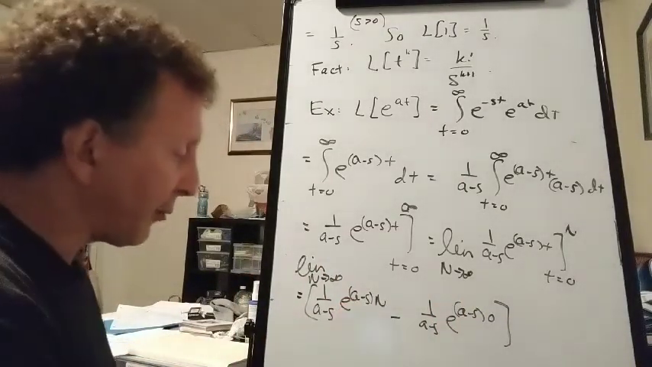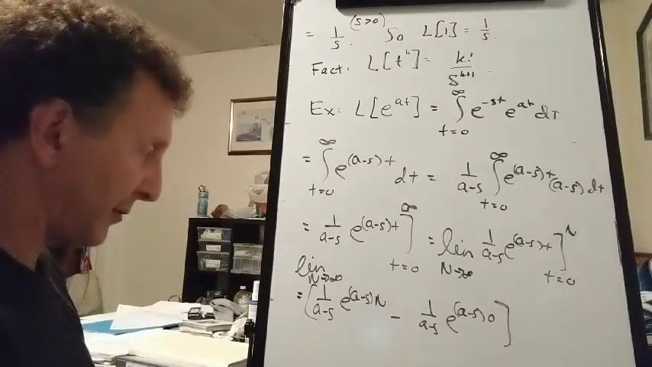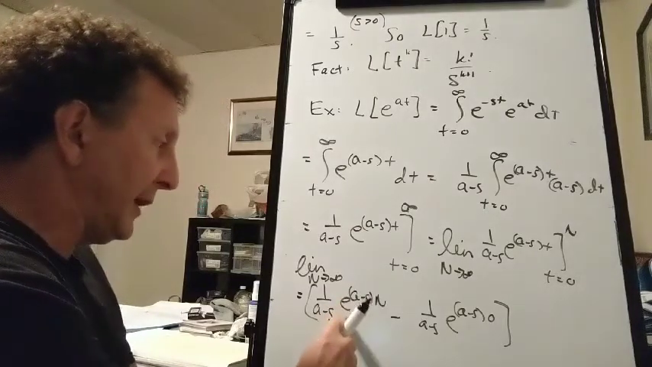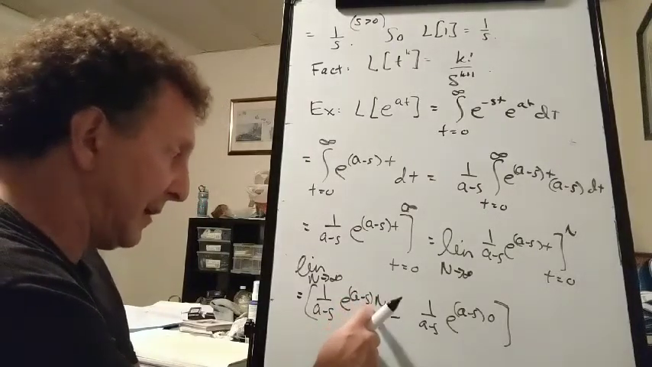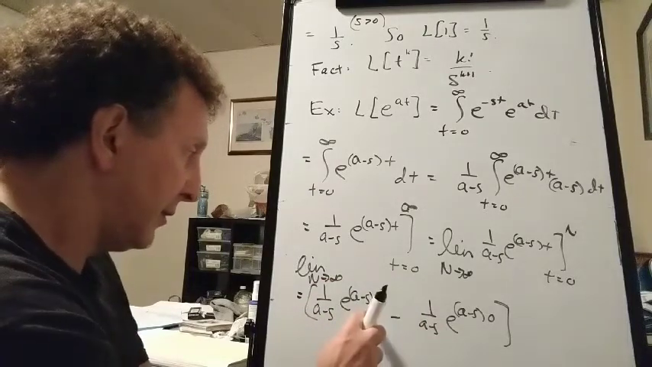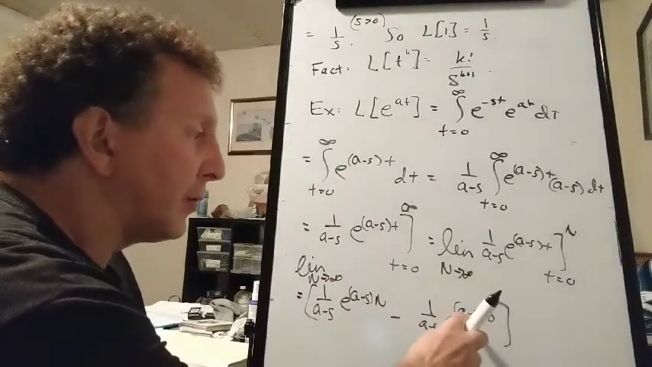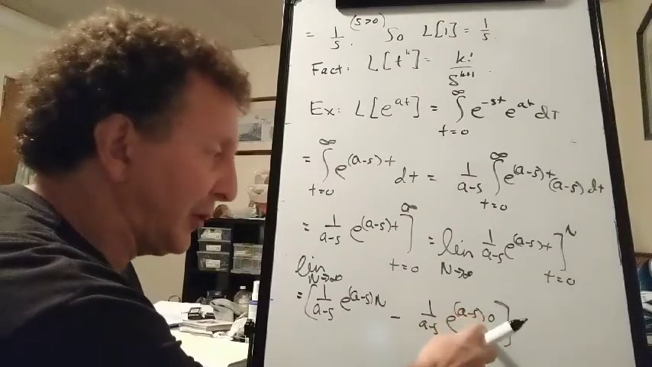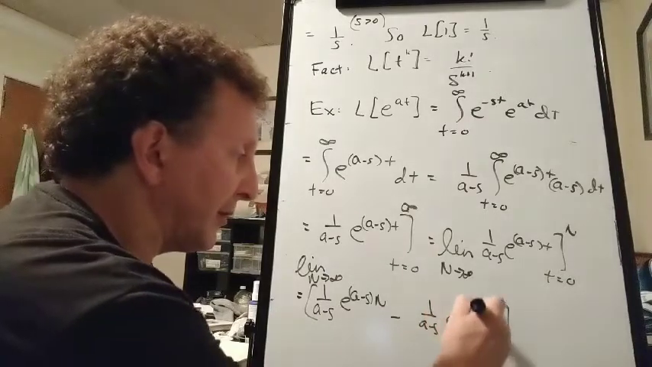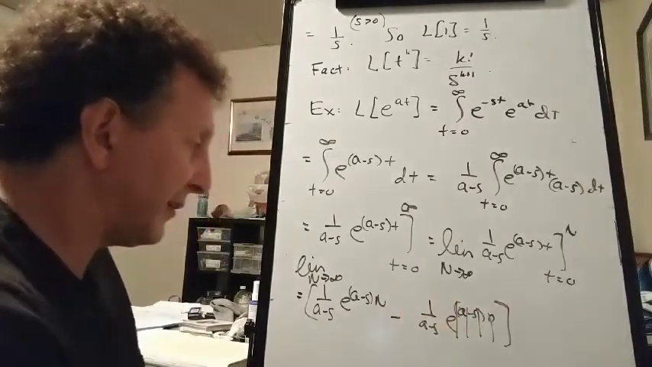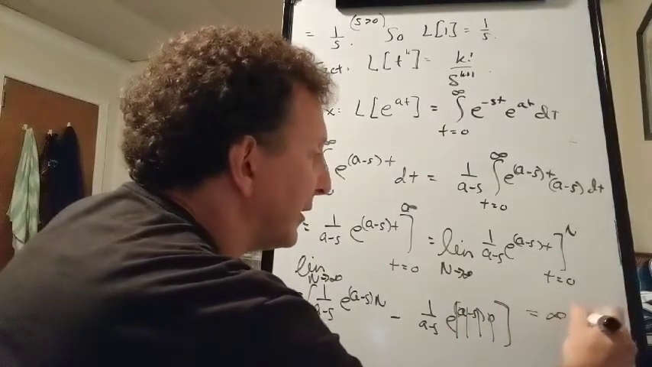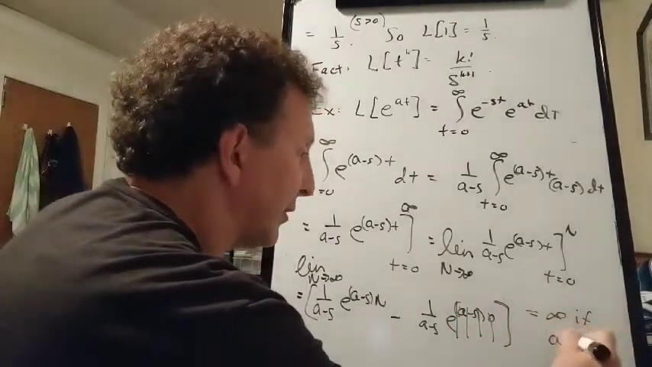Now what happens here depends on whether that exponent is positive or negative. If a is greater than s, then we have e to the positive number times n as n goes to infinity, so this is going to explode. It's going to go to infinity. And then e to the anything times 0 is e to the 0th, which is 1. So we can just get rid of this. That's just 1. We have 1 over a minus s there. But this is infinity if a is greater than s.